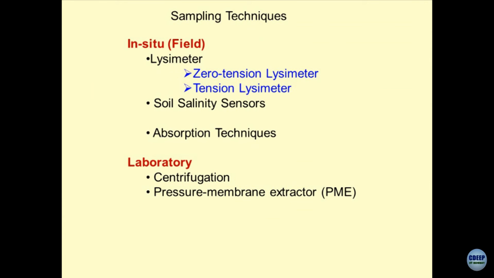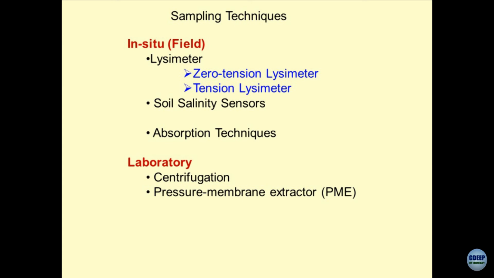There are some soil salinity sensors also which are used for sampling of the pore solution, and there are some absorption techniques which have been used since long, but they have become outdated because they are not very contemporary. As far as laboratory sampling techniques are concerned, centrifugation is the simplest. You take the sample in a glass tube or in a control volume and centrifuge it at a very high speed. When I say centrifugation, it is not at 50 G or 100 G or 200 G, it is going to be millions of G values. So, the RPMs would be of the order of 1 lakh RPM, 5 lakh RPM and so on.